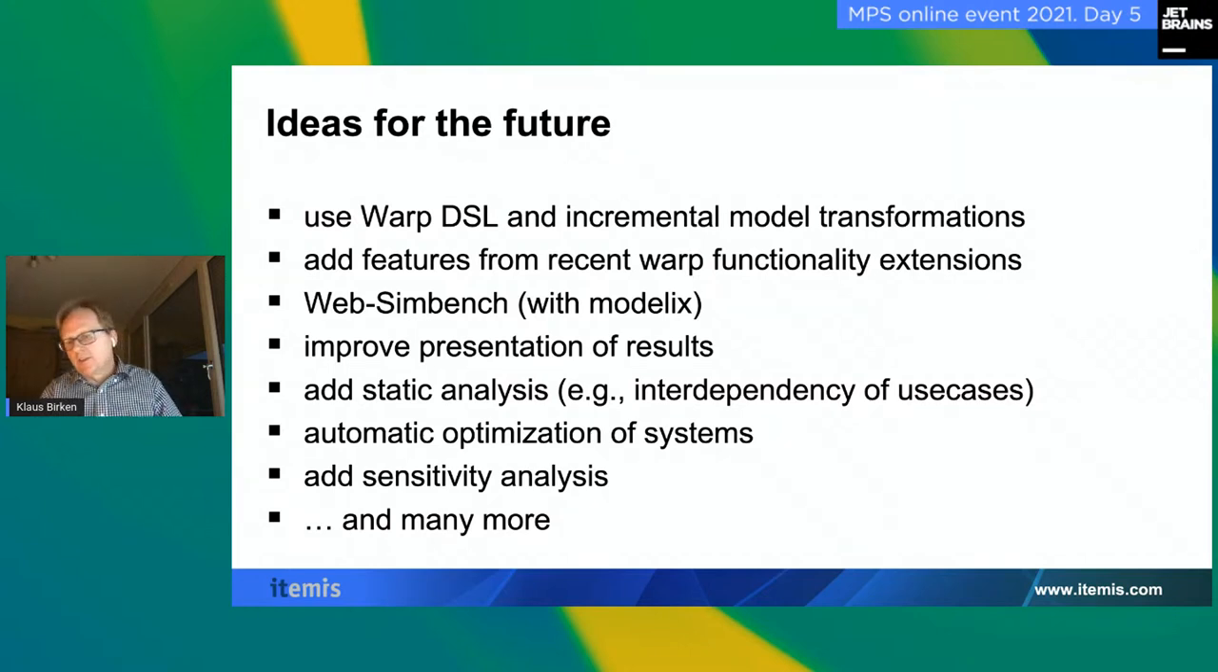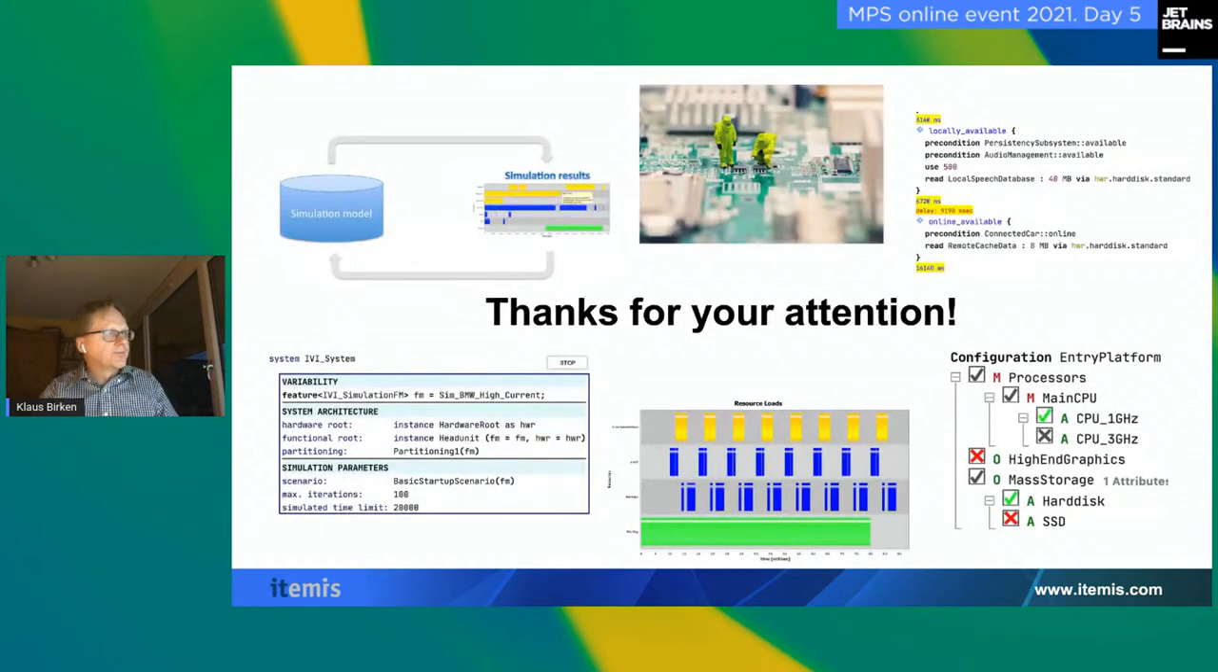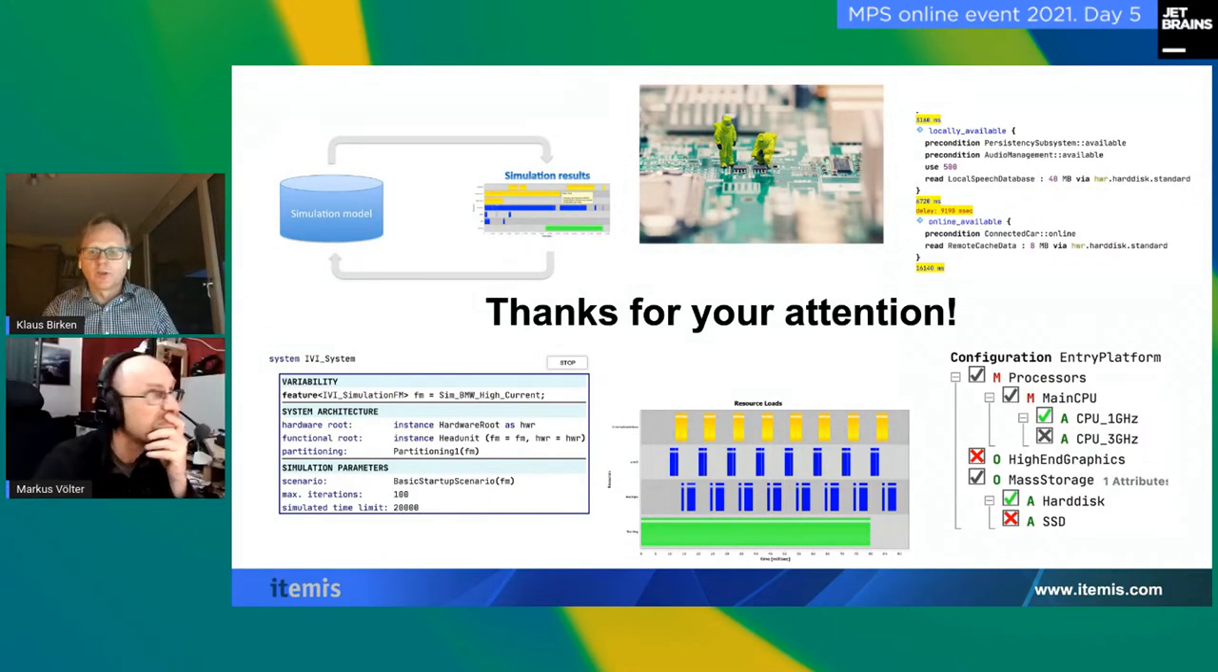Maybe there are several domain-specific analysis possibilities, like automatic optimization. So find the set of features which provides the most performant system, things like that. And many more ideas. Okay, we are not running out of work, but we're running out of time. So thanks for your attention.